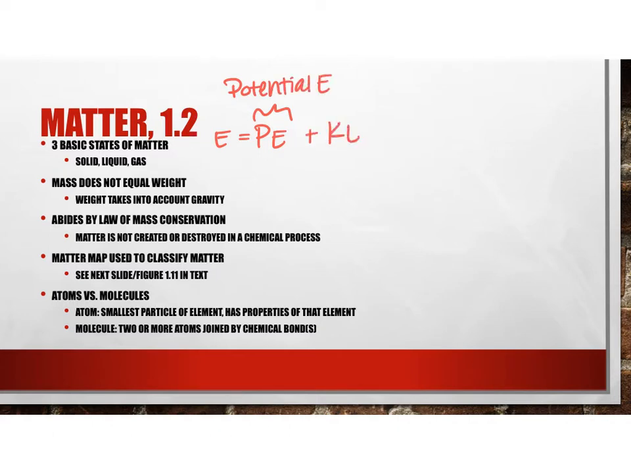Or it can be kinetic energy, which is abbreviated KE. Energy in general is the ability to do work, or energy can be given off in the form of heat. So ability to do work or the amount of heat something possesses.